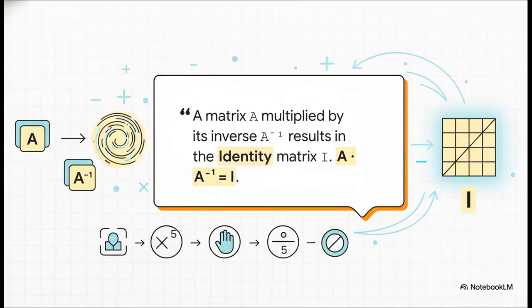So what is this inverse we keep talking about? It's pretty much exactly what it sounds like. It is the undo button for a matrix. You know how dividing by 5 undoes multiplying by 5? It's the same idea. Multiplying a matrix A by its inverse, A inverse, gets you right back to the matrix version of 1, that identity matrix, I.